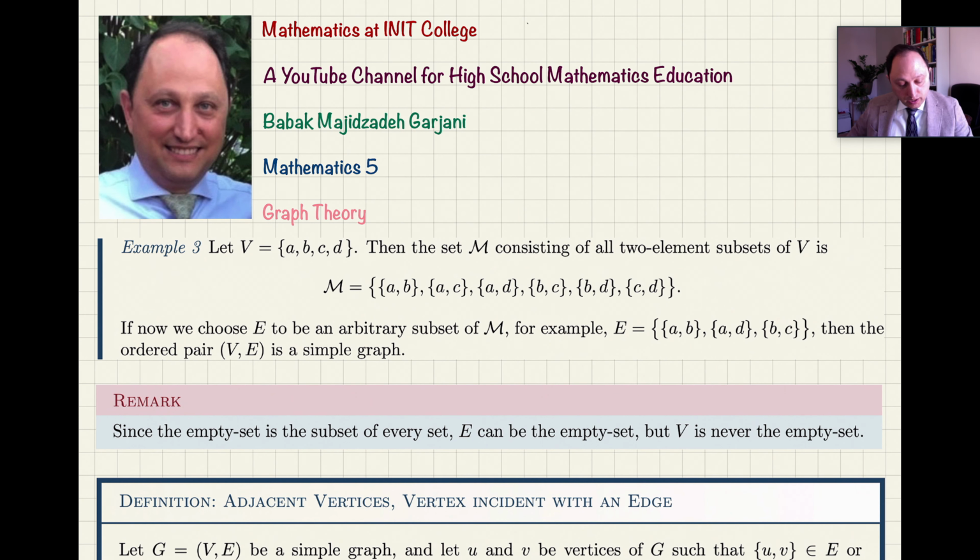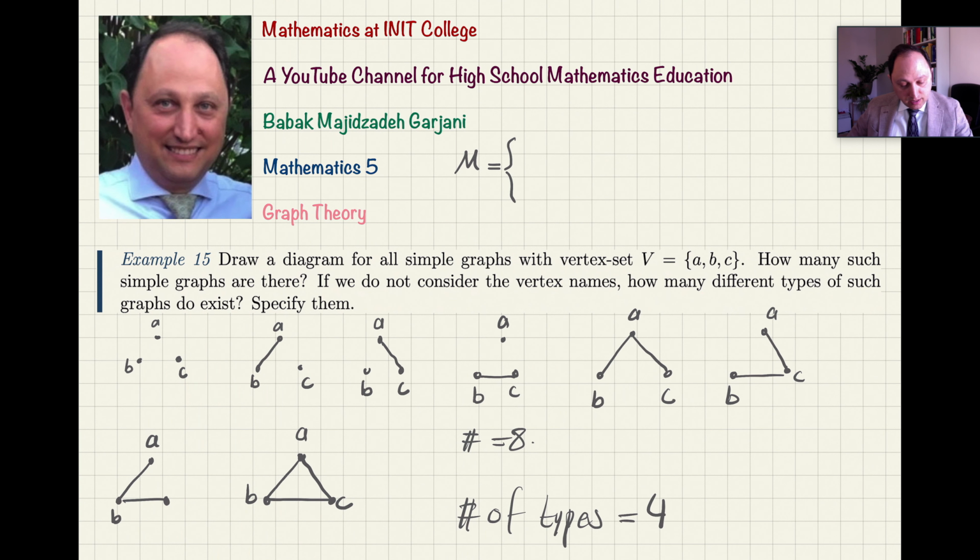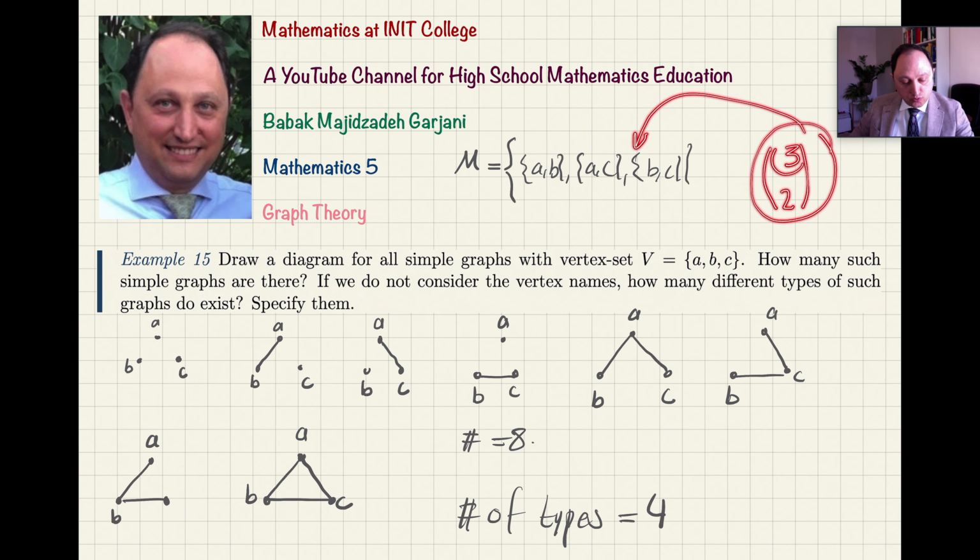Okay, so now if I ask you what is this M set here? This is very simple to write. I want to write 2 element subsets. One of them is A, B, the other one is A and C, the other one is B and C. Okay? And then if I ask you how many pairs I can write here, you already know. You can say I have 3 elements, I want to choose 2 of them. So the number of elements here is choose 3, 2.